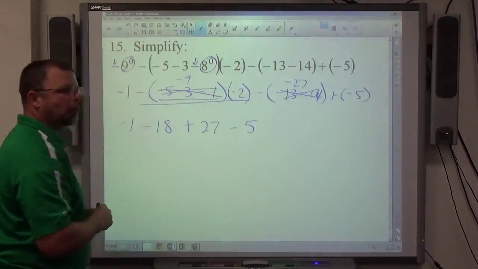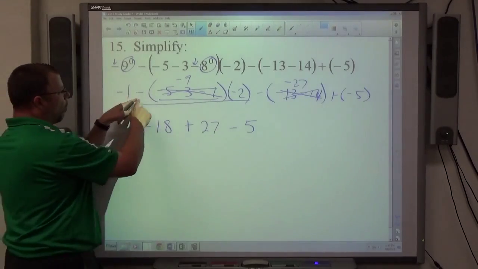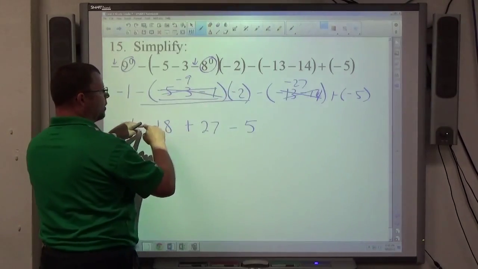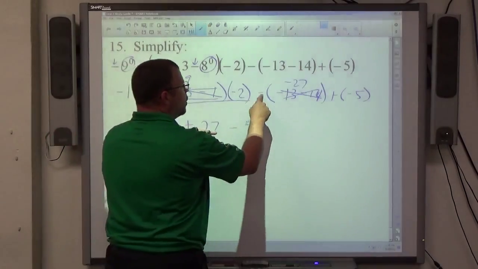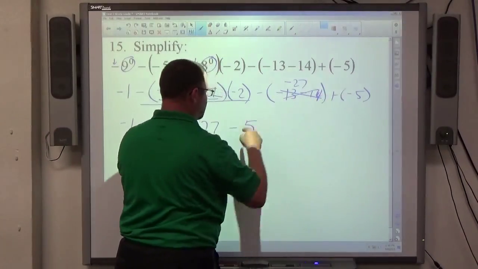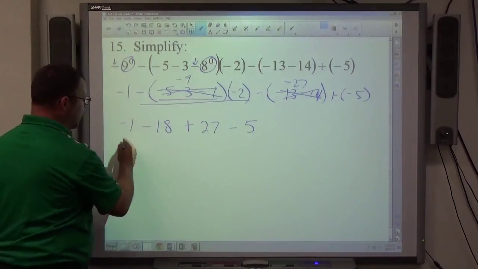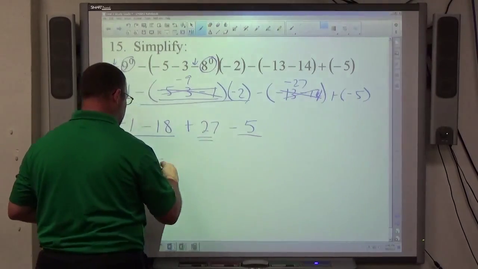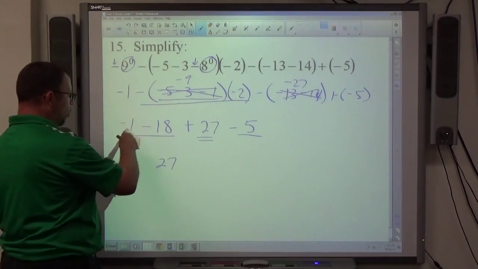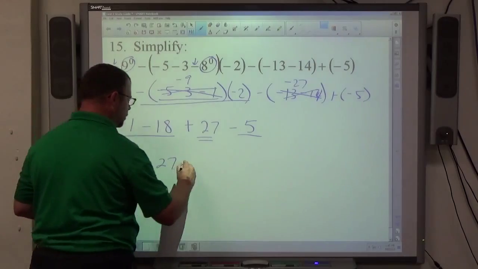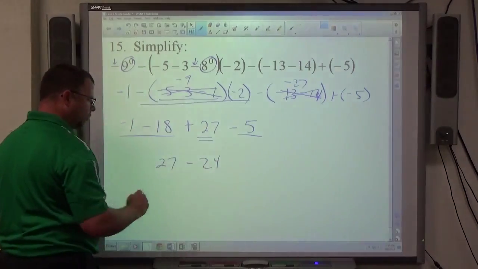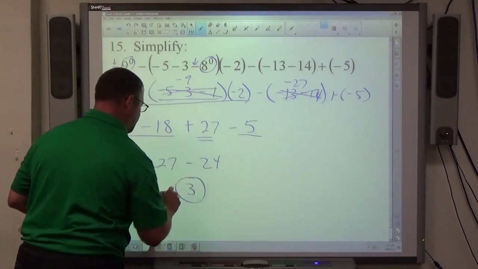Change everything to a plus or a minus, depending on the signs. 1, 2, 3 minuses makes a negative. 1 minus makes a negative. 2 minuses makes a plus. 1 minus makes a negative. These are all negative. That one's positive, so 27 is my positive result. 1 and 18 and 5 make 24, so minus 24 is the negative result. 27 minus 24 is 3.